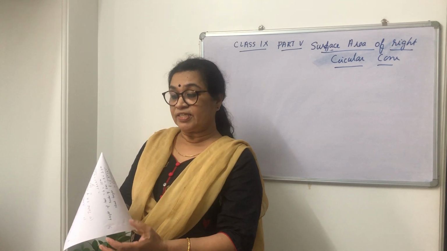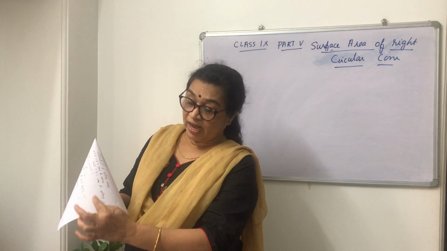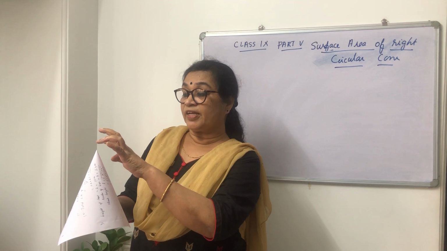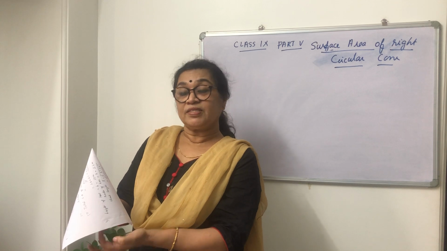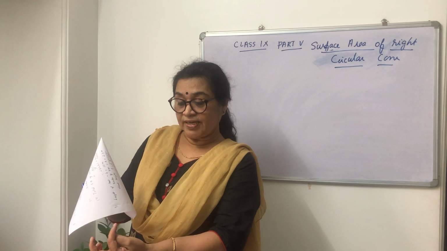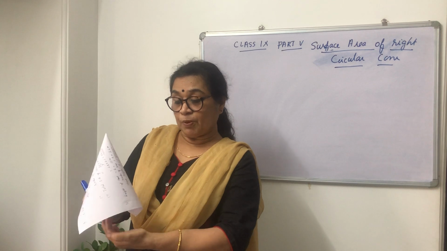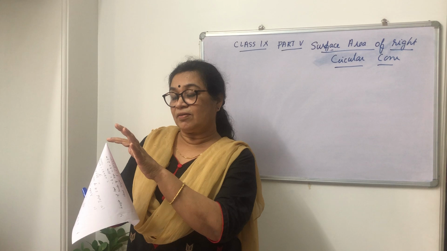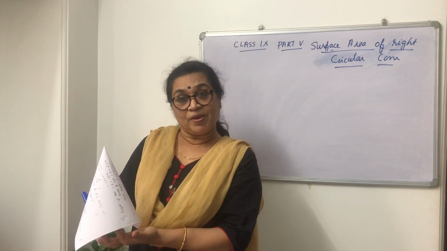The base is circular in shape, and this is the height, this one is the slant height. The length of the line segment joining this vertex to the center of the base is the height of the cone, and the base radius is there. The height is perpendicular to the base. What is the height? The length of the line segment joining this vertex to the center of the base.